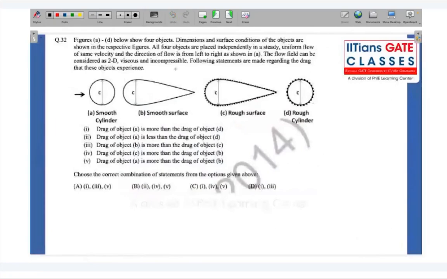Let's look at this problem. Figure A to D below show 4 objects. Dimensions and surface conditions of the objects are shown in the respective figures. All 4 objects are placed independently in a steady uniform flow of the same velocity, and direction of the flow is from left to right as shown in the figure. The flow field can be considered 2D, viscous, and incompressible. The following statements are made regarding the drag of these objects.